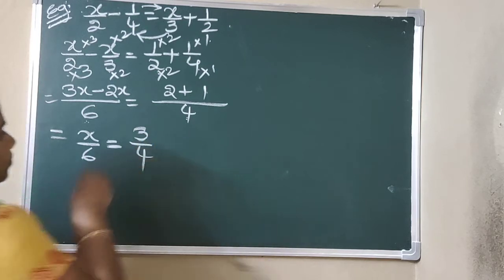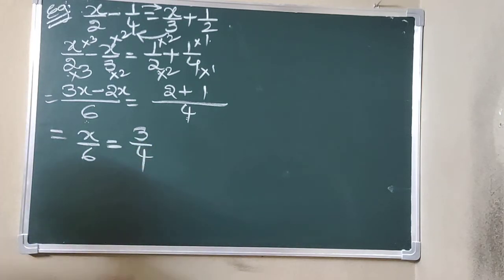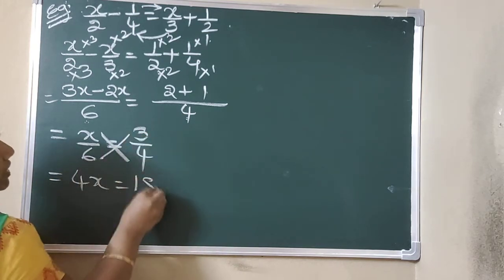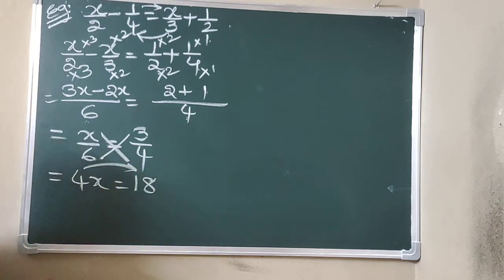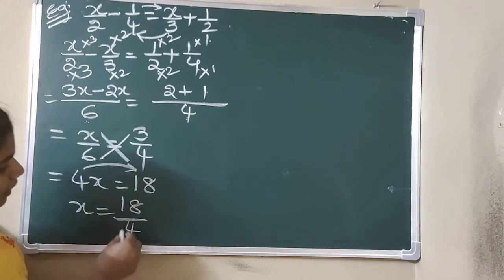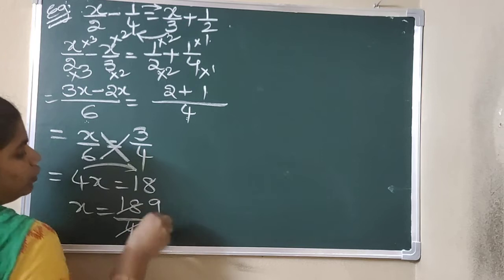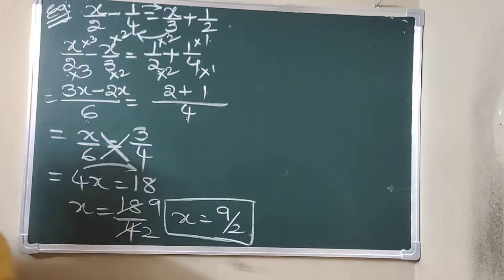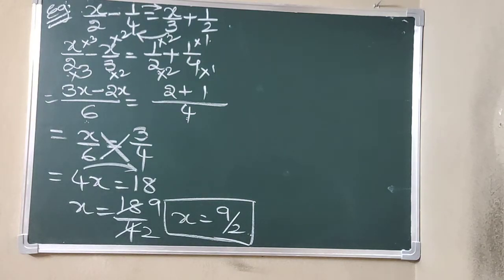Okay. Now you can do cross multiplication. So if you do cross multiplication, that will be 4x is equal to 6 threes are 18. So take this 4 to the other side. So x will be equal to 18 by 4. So cancelling by 2, 2 twos are 4, 2 nines are 18. So what x value did we get? We got the x value as 9 by 2. So this is our next example.